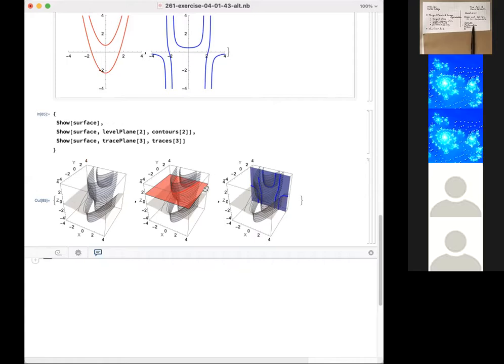I am not a good user of Mathematica. And for some reason, I'm getting attacked by low battery mode. Hang on, let me make sure I got this going on. There we go. For some reason, I didn't have a power strip switched on.